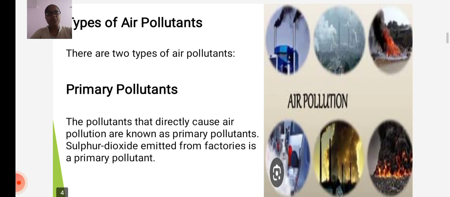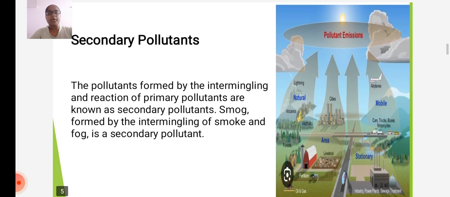Types of air pollutants. There are two types of air pollutants, namely primary pollutants and secondary pollutants. Primary pollutants are the pollutants that directly cause air pollution. Sulfur dioxide emitted from factories is a primary pollutant. Secondary pollutants are the pollutants formed by the intermingling and reaction of primary pollutants. Smog, formed by the intermingling of smoke and fog, is a secondary pollutant.